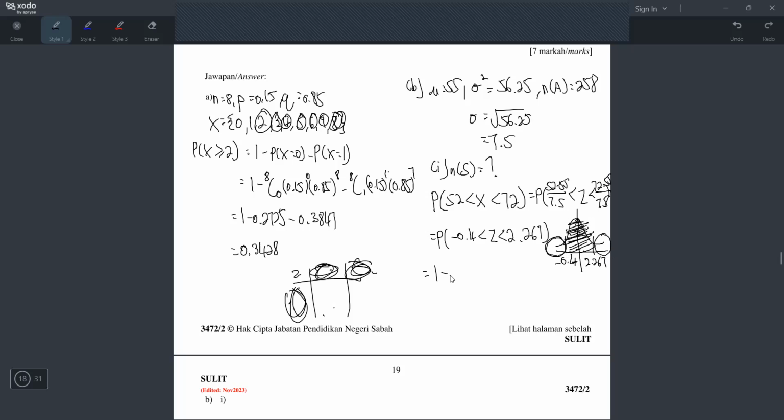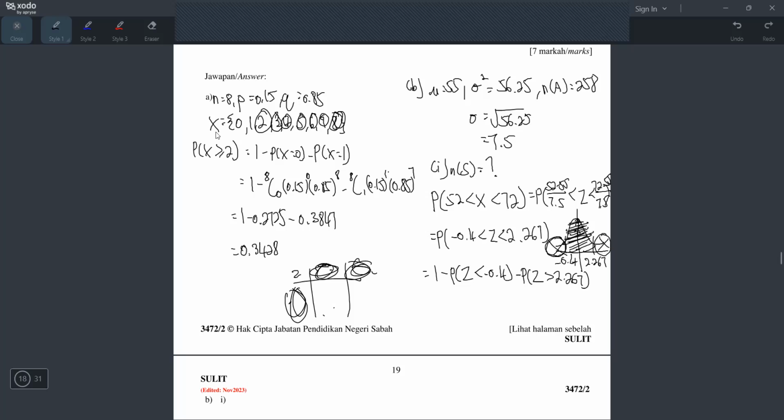So it will be 1 minus P(Z smaller than negative 0.4). Why smaller? Because you don't want the left side. That's why you minus the left side's area. So smaller than negative, and then P(Z bigger), because you don't want the right side, so bigger than 2.267. And after you minus this and minus this, the remaining is the answer.